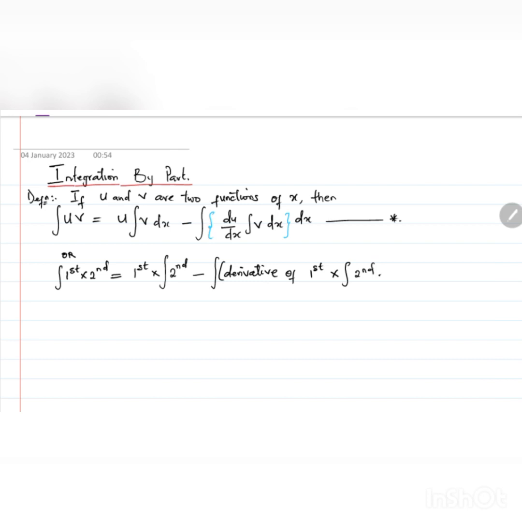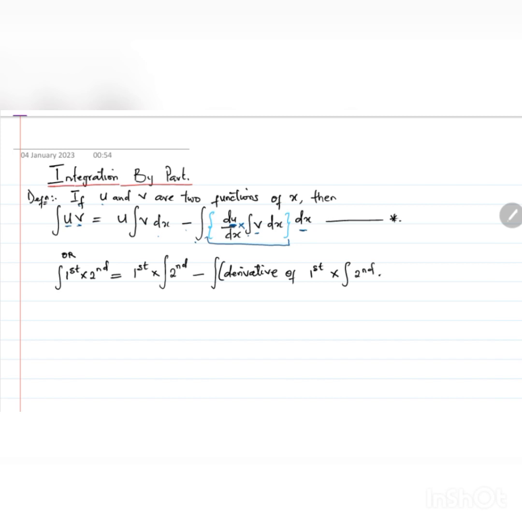Okay, now by definition, we're told that if u and v are two functions of x, then the integral of u and v is equal to u integral v dx minus the integral of the derivative of u times the integral of v, all with respect to what? X. That's the standard definition of integration by parts.